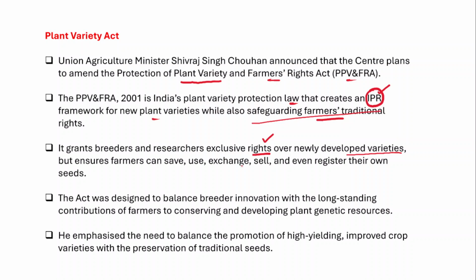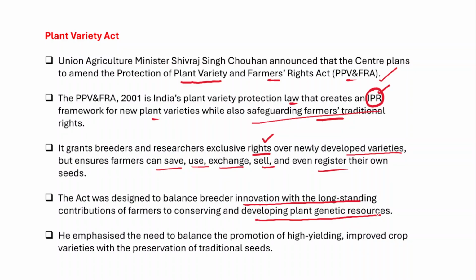In fact, it also ensures that farmers can save, use, exchange, sell, and even register their own seeds as well, right? The main objective of this legislation, the Protection of Plant Varieties and Farmers' Rights Act, was designed to balance breeder innovation with the long-standing contributions of farmers for conserving and developing plant genetic resources. On the one hand, there are researchers and breeders who want to invent new varieties of plants which are salt tolerant, drought tolerant, and so on. So on the one hand, protect their innovation and at the same time protect the rights of the farmers. Balancing it is the objective of this Act.